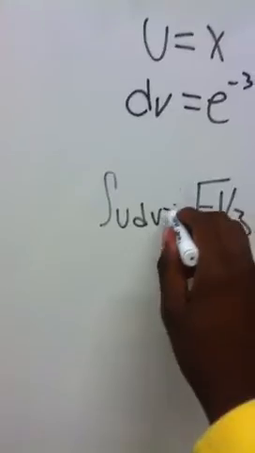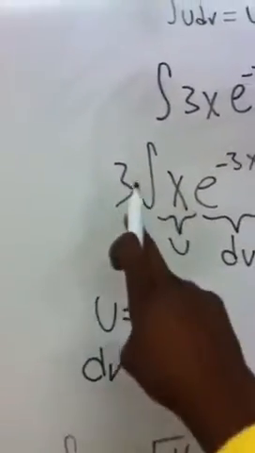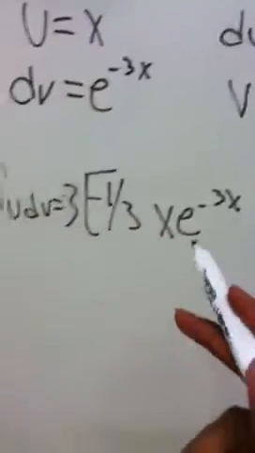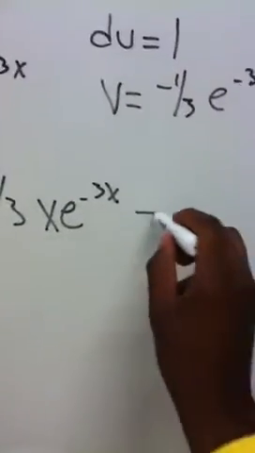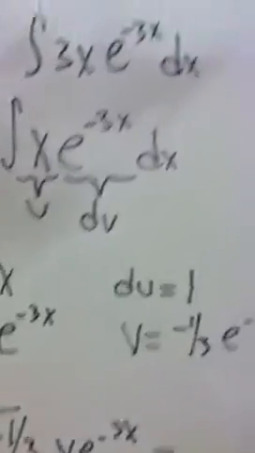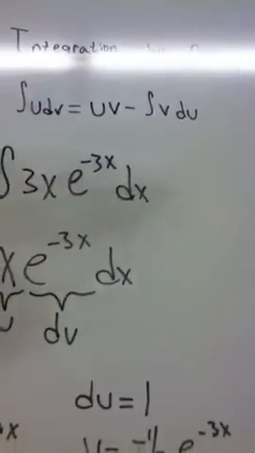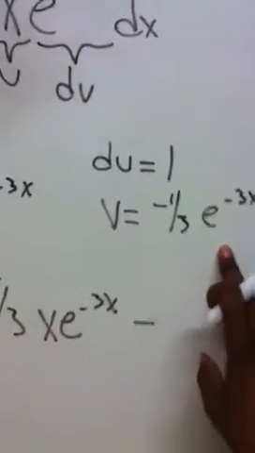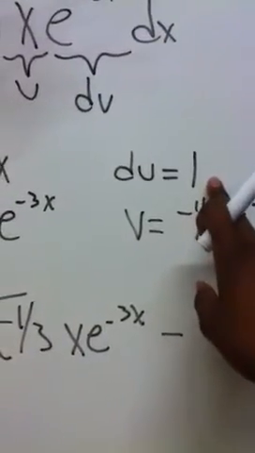Because you are multiplying the whole thing by the 3, you put a 3 on the outside. So it's 3 times uv, x times negative 1/3 e to the negative 3x, minus the integral of v du. Your v is negative 1/3 e to the negative 3x and your du is just 1.